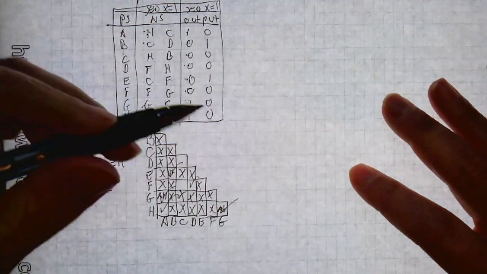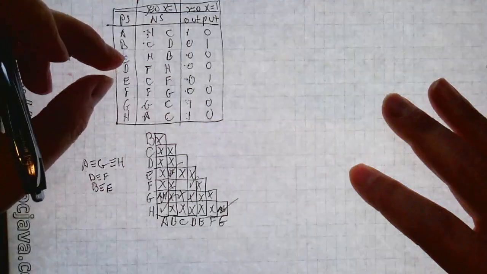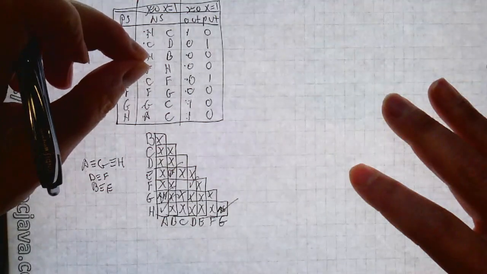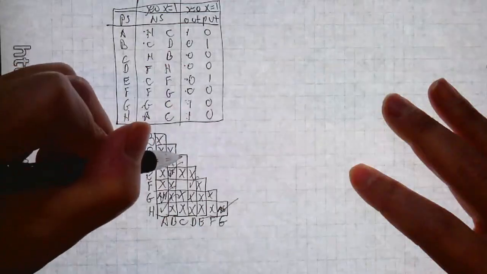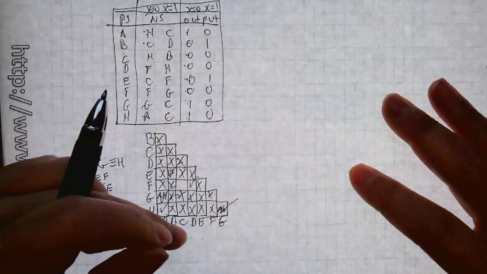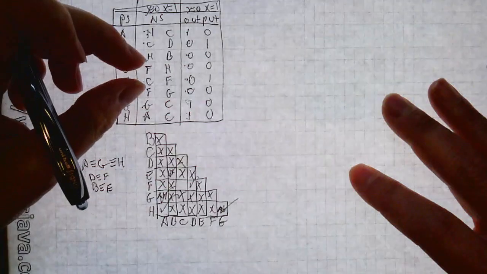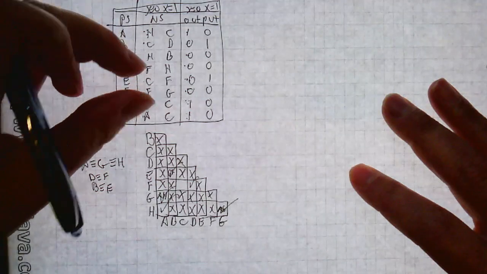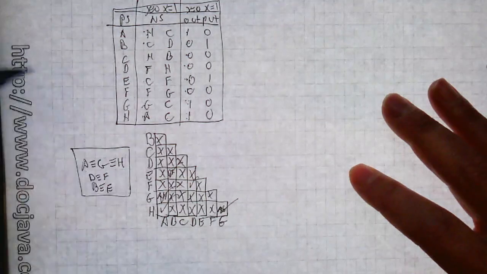So that's pretty cool. Now let's take a look at C and D. C is equivalent to D if F is equivalent to H. It is not, so this does not work. C is equivalent to F if H is equivalent to F, and it is not, so this does not work. So now I'm left with these things here.